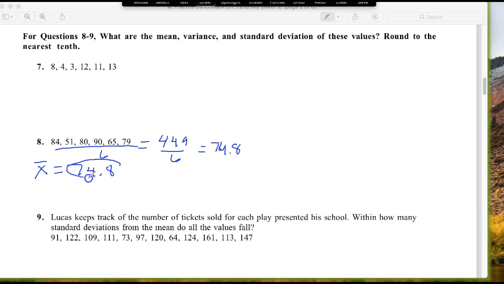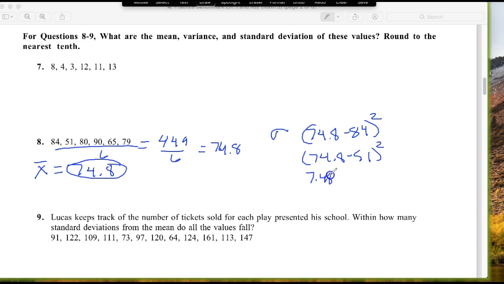So there's your mean. Now to find the variance, you've got to do all the work. You're going to subtract all these values from the mean and square them. 74.8 minus 84 squared. 74.8 minus 51 squared. 74.8. Oh, I put the point in the wrong place.